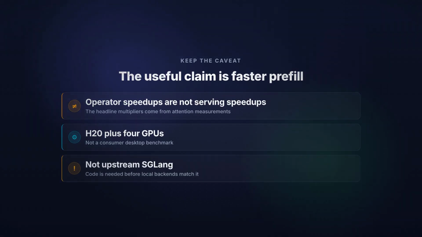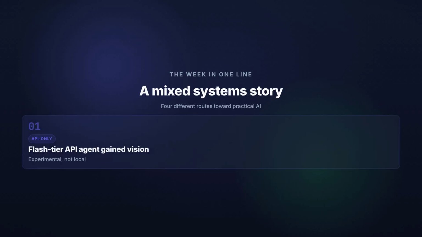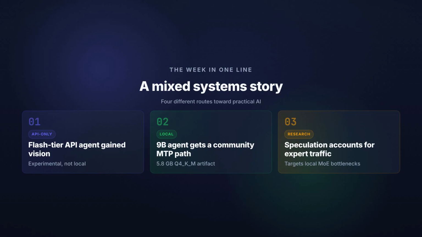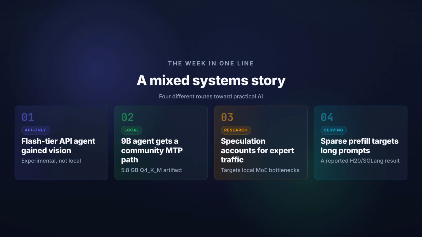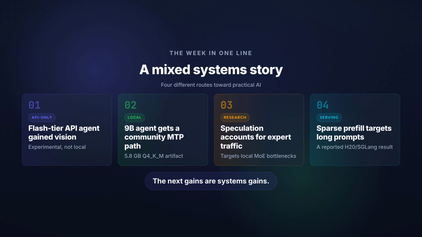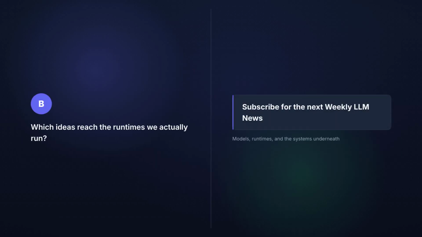The common thread is that local AI is becoming a mixed systems problem. DeepSeek is making visual API agents cheaper, while Ornith gives a compact local agent an MTP experiment, and new work targets expert traffic and prompt delay. The next question is, which ideas reach the runtimes we actually run?